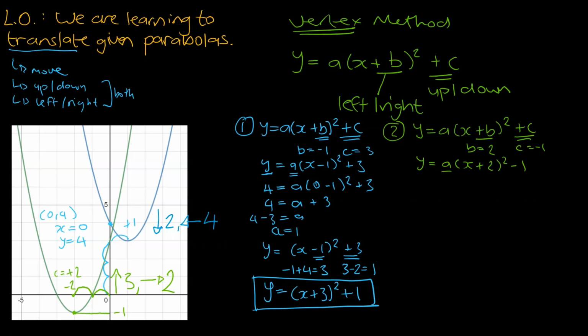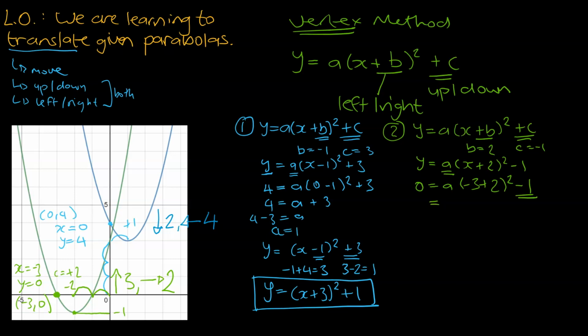The next step, let's try to find a. So we need to find a random point on our graph that will help us. And I can see one of the x-intercepts just over there really clearly. And at that point, that would be -3, 0. So at that value, x will be -3 and y will be equal to 0. So we'll put both of those points into our equation. So 0 is equal to a(-3 plus 2) squared minus 1.